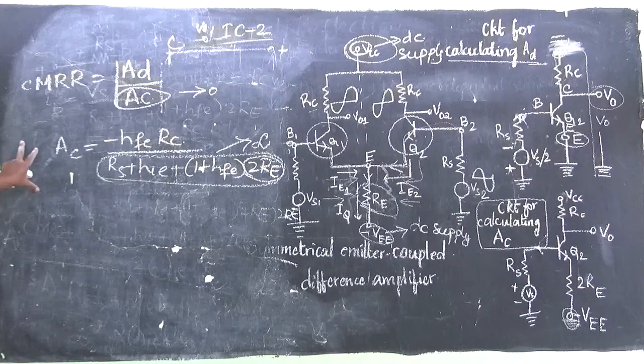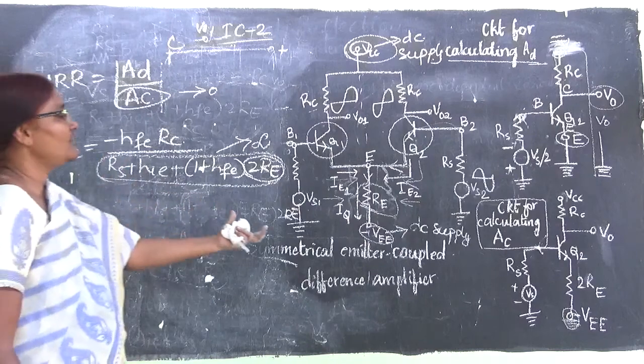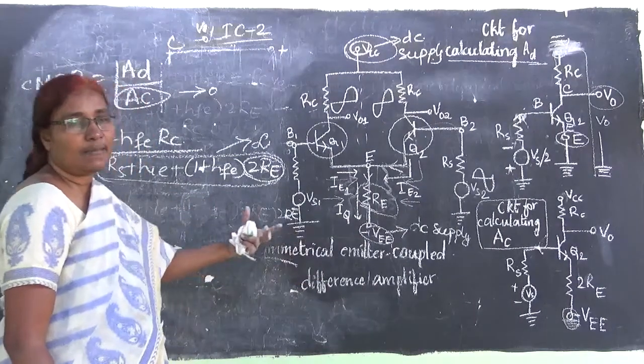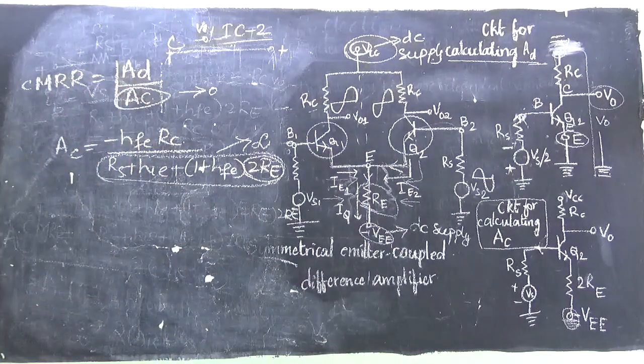So this is about the difference amplifier gain formula. This is about the difference amplifier analysis and the gain formula. With this we will conclude our topic.